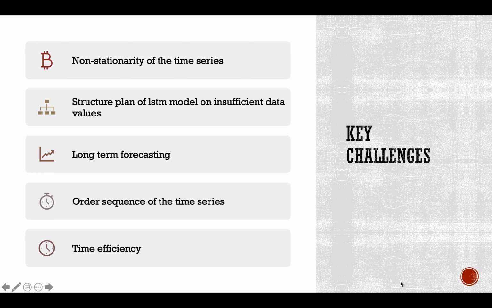Despite the uncertainty of the time series itself, the key challenges that we have encountered when implementing the models can be concluded into 5 aspects: non-stationarity of the time series, structure plan of LSTM model on insufficient data values, long-term forecasting, order sequence of the time series, and time efficiency.